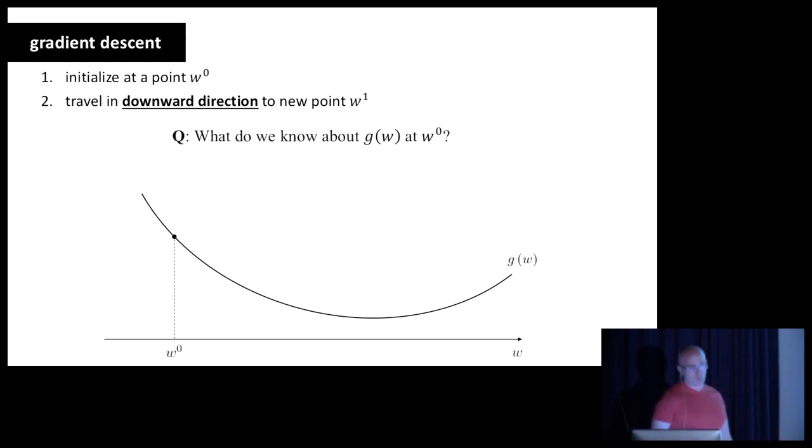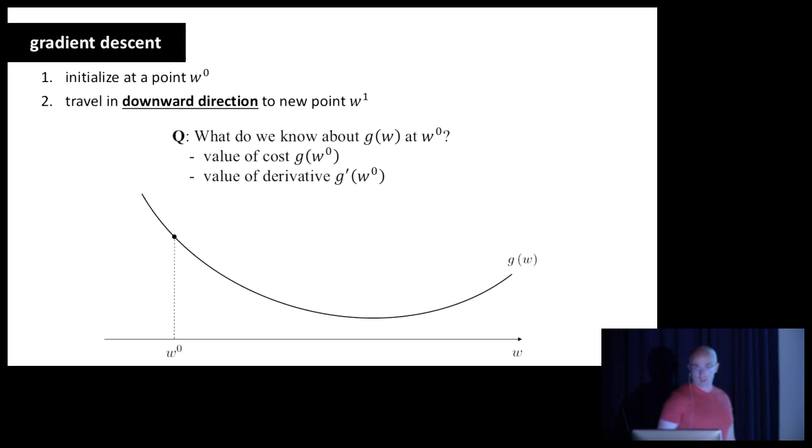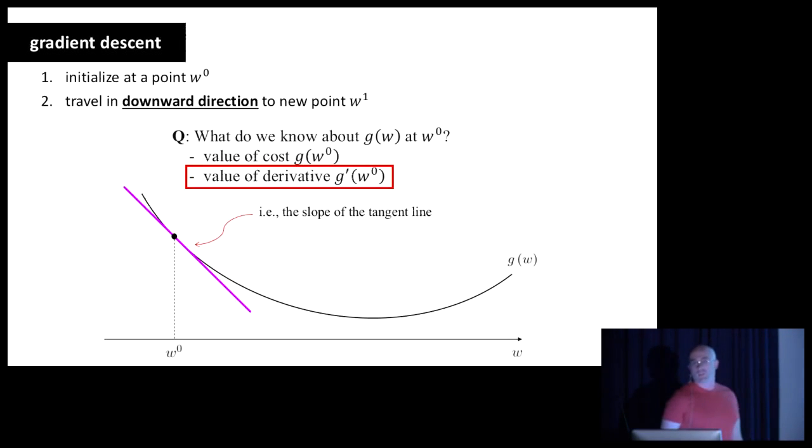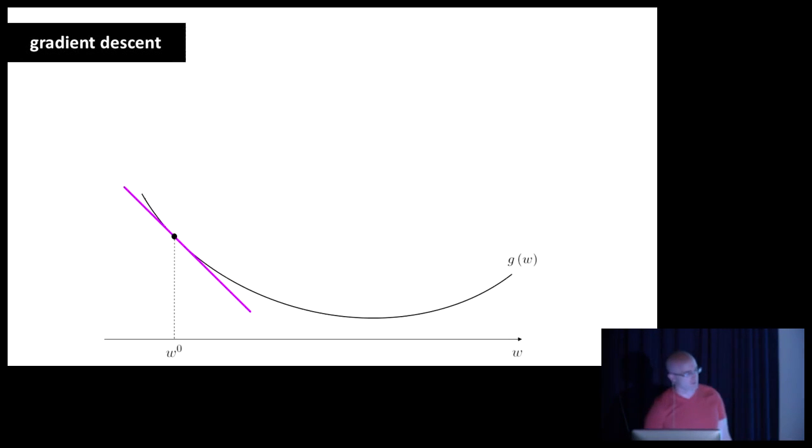Well, we know the value of the cost function. That's this. We know the value. We can plug it into the cost function. We know the value of the derivative. That is the slope of that tangent line. And as we're going to see, it is definitely this: the fact that we can compute that derivative, that we know the proper direction of down at the point W0. All right, why is that?